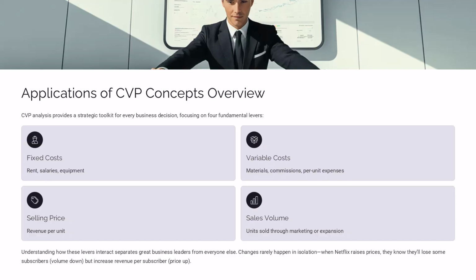When you're sitting in your first strategy meeting at McKinsey or Deloitte, being able to quickly identify which lever to pull, we should focus on reducing variable costs through supplier negotiation, or we should accept lower margins but higher volume, is what gets you noticed and promoted. And it all comes from understanding these CVP applications.